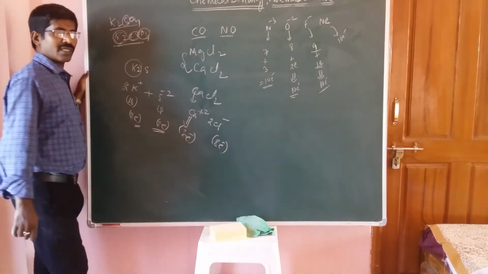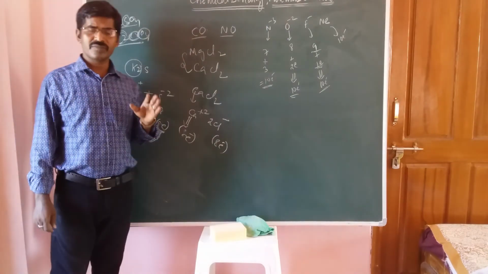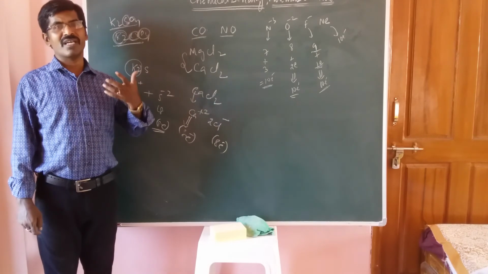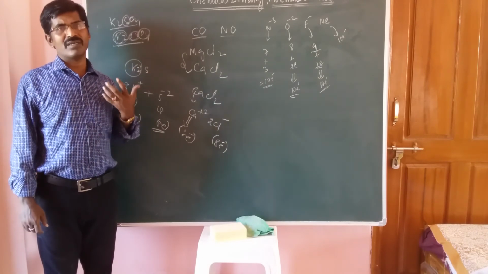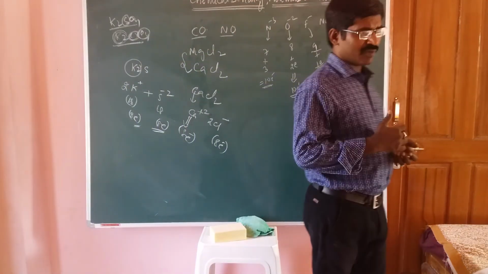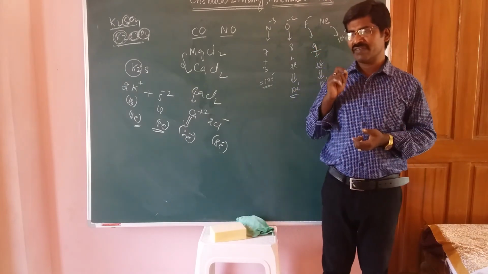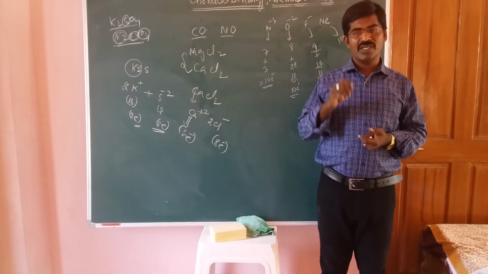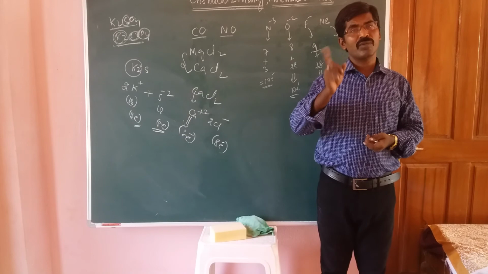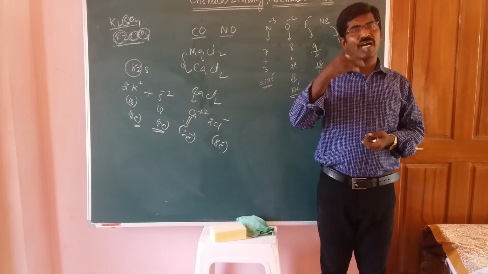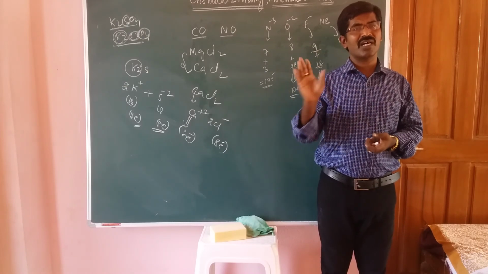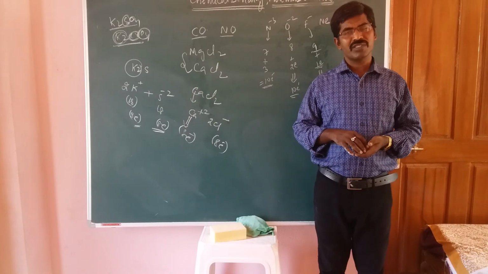So these are the properties studied in the characteristics of ionic compounds. If anybody asks you for the definition of isoelectronic species: iso means same, morph means structure, and isoelectronic means the same number of electrons. So that is isoelectronic species. Okay students, this is the concept.